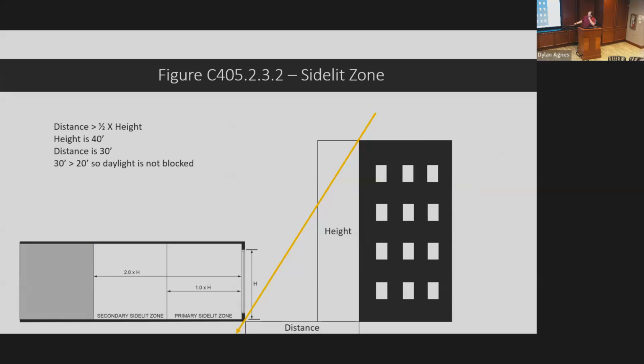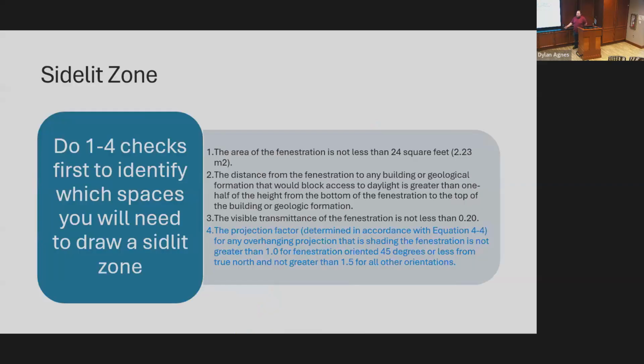So basically what it's saying is, if you've got a skyscraper right next to your small office and it's shading you for most of the day throughout the year, why should we be giving you credit for daylight harvesting? Or why should we be forcing you to do daylight harvesting when you clearly don't have access to sufficient daylight? Okay. So here's an example of that. Height is 40 feet, distance is 30 feet. So if you do that equation, 30 feet is greater than 20 feet, so daylight is not blocked. Okay, very, very basic.